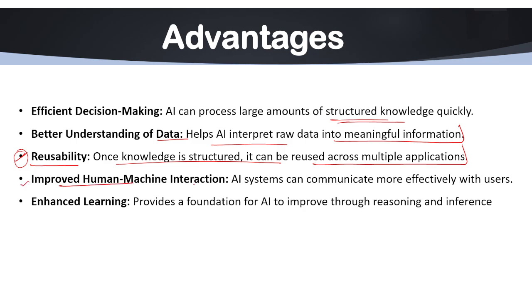Next is improved human-machine interaction. So AI systems can communicate more effectively with humans. That is the power of AI and knowledge representation, right? Enhanced learning, it provides a foundation for AI to improve through reasoning and inferences.